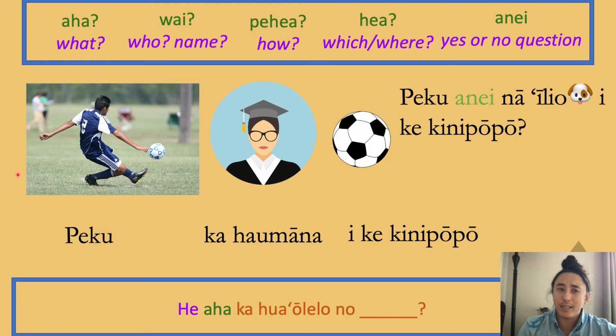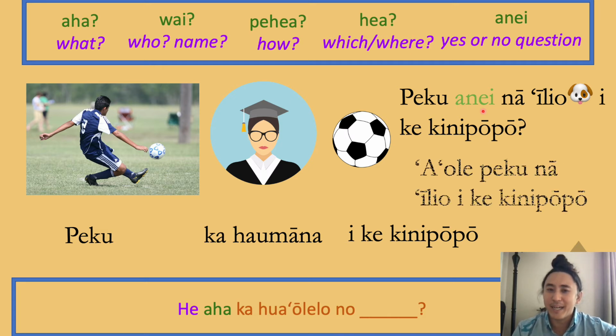Ma ke ia ki'i, in this picture. Pekua nei na I lio I ke kini pōpō. Maikai, a ole peku na I lio I ke kini pōpō. Peku ka haumana I ke kini pōpō.